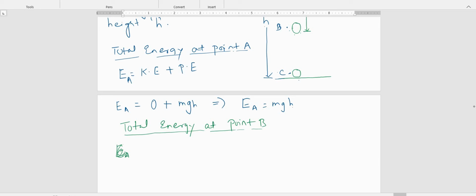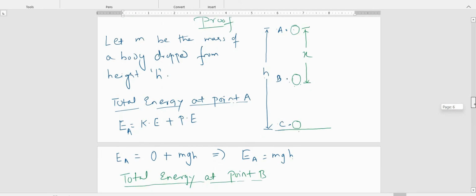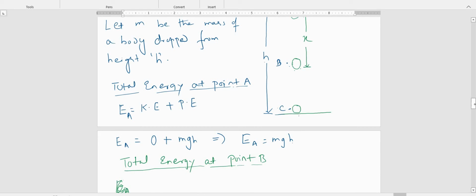Tell me, what is the potential energy? At what height is the object here? It is at height h minus x, isn't it? So what is the potential energy of the object at point B? Potential energy will be mg(h minus x).